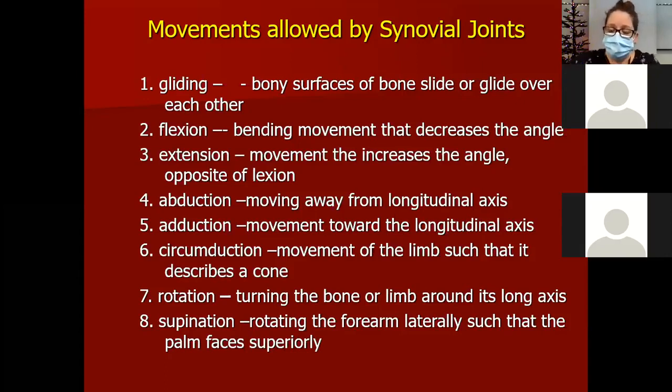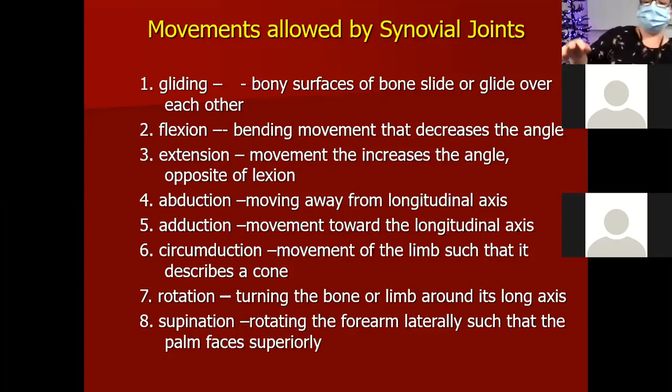Abduction is moving away. Oh, you can't see my arms. Is moving away from the body. So increasing an angle this way. Adduction is you're adding it back to the body. So it comes to center. Circumduction is at the very far end. We are able to do this with our hand at the very far end. We can lasso. Yeah, that's circumduction.